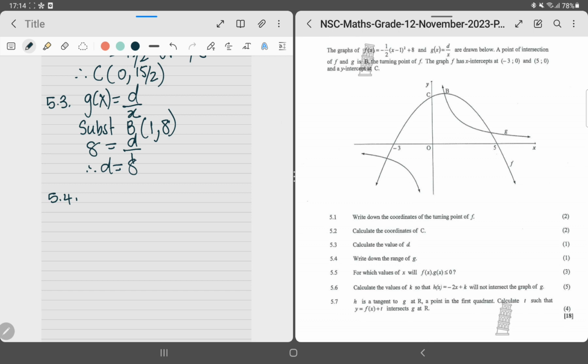5.4. Write down the range of g. For the range of a parabola, we use the coordinates of the turning point. The maximum y value there at B is 8. So the range is y is less than or equal to 8.